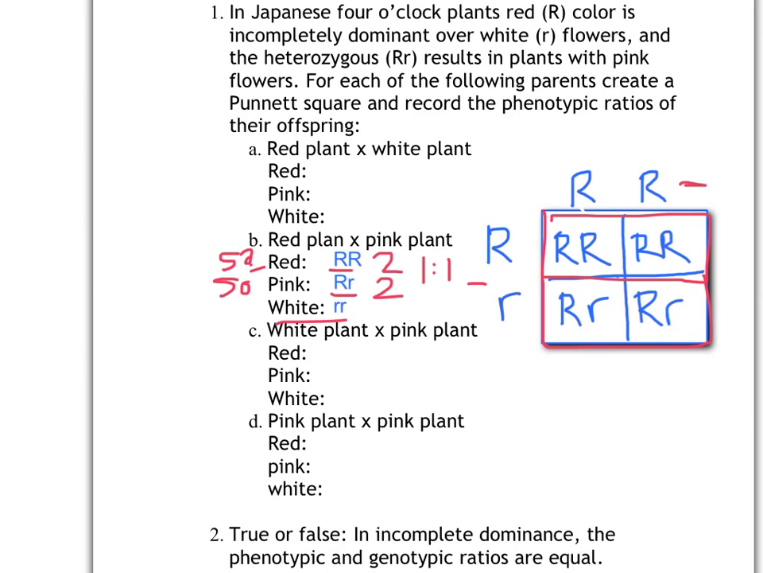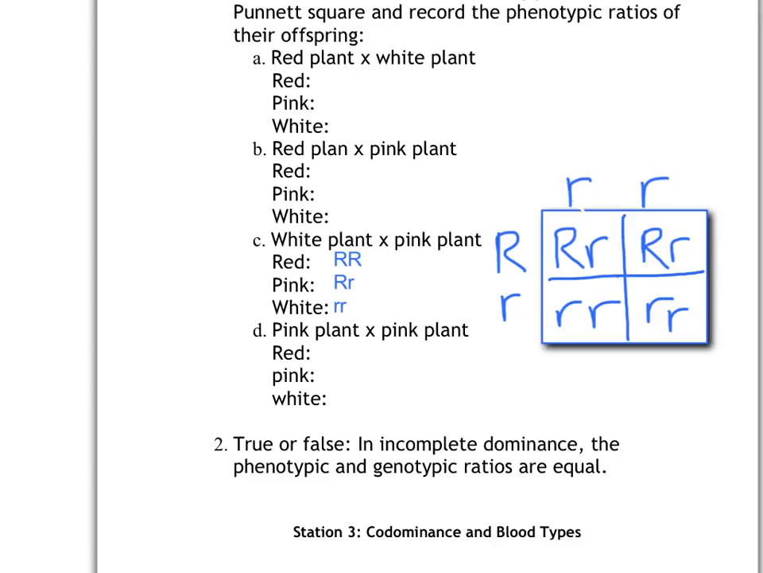Easy peasy. Now we move on to white plant crossed with pink plant. So here we have our white genotype, here we have our pink genotype, and here's what they have. These two, the heterozygous with two different alleles, are pink. So that's 2. These two with the homozygous alleles, two of the same, are going to be white. So that's 2. Again, this is a 1-to-1 ratio, 50-50, no red.